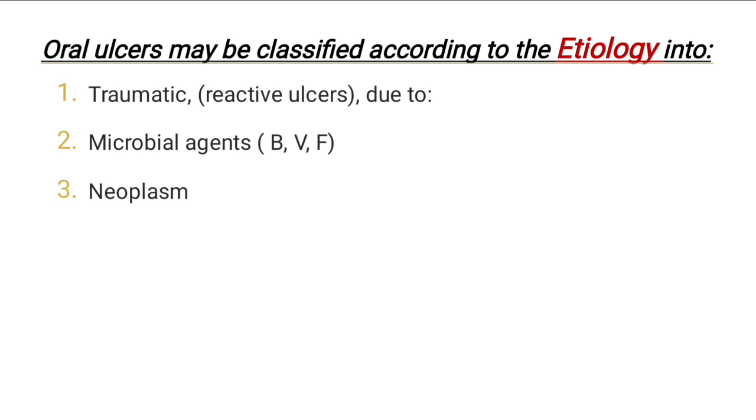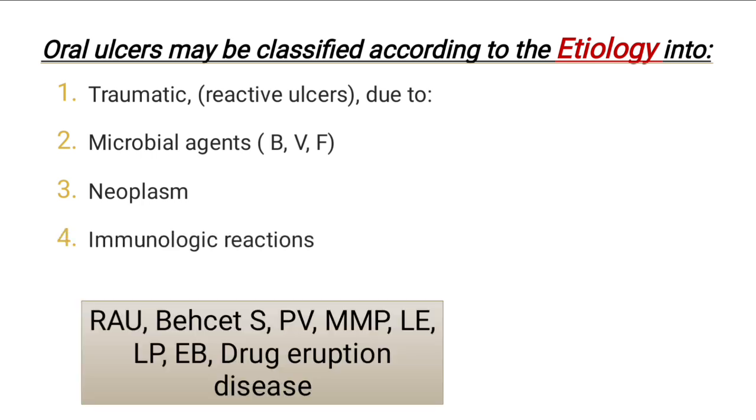Neoplasm, of course, squamous cell carcinoma, and immunologic reactions related to autoimmune diseases or disturbance in the immune system that can cause disease or ulcers in the oral cavity: recurrent aphthous ulcers or stomatitis, Behçet's syndrome, and autoimmune diseases, vesiculobullous diseases such as pemphigus vulgaris, mucous membrane pemphigoid, lupus erythematosus, lichen planus, epidermolysis bullosa, and drug eruption diseases.